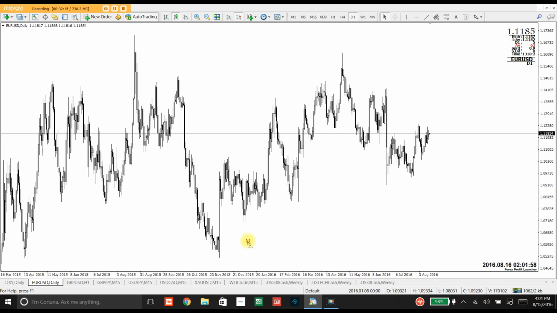These concepts are not something that you can just grab and go. You have to look at them over and over and over again. That way you can anticipate when retracements are going to occur, how deep they're going to go, things like that.